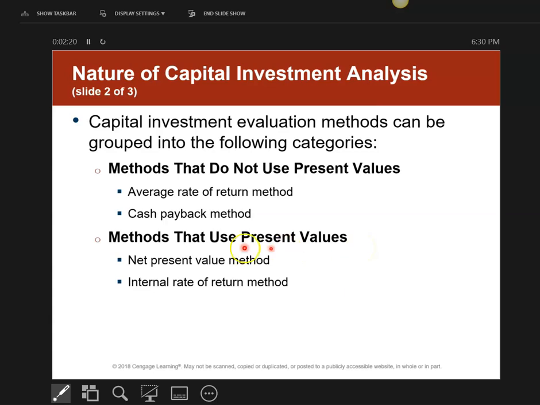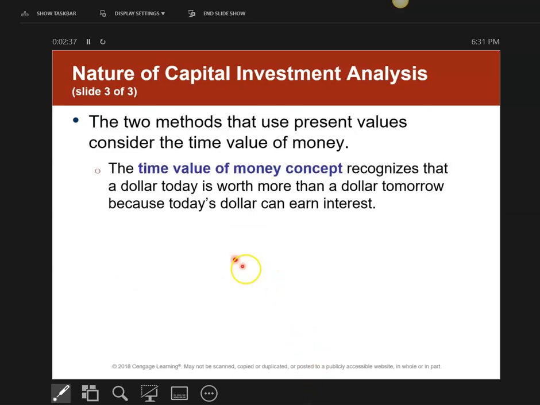The other category is methods that use what we call the present value of money. These are the NPV, or net present value method, and the internal rate of return method, also known as the IRR. The two methods that use present value rely on the time value of money concept. What that means is, for a dollar that I will get in the future, what is it worth today? We look at how much money I will generate in the future, but what it is worth today given certain criteria of interest and time.